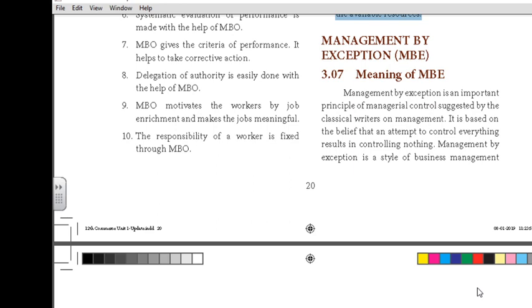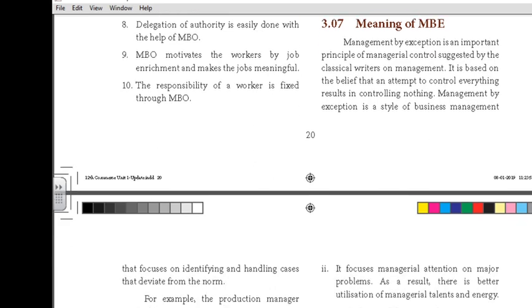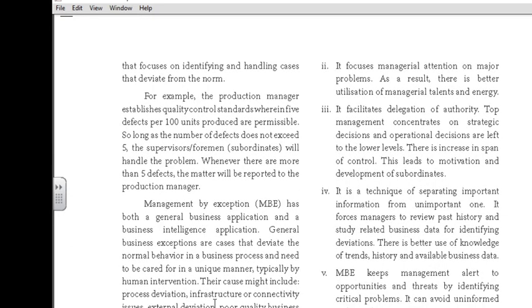MBE normally involves substantial delegation by the manager to his team. So this is the best example for an exception. Now let us move to the concept. Management by exception is one of the important principles of managerial control suggested by the classical writers on management. It is based on the belief that attempts to control everything result in controlling nothing. It is a style of business that focuses on identifying and handling the cases that deviate from the norm. Just note it down, that deviate from the norms.